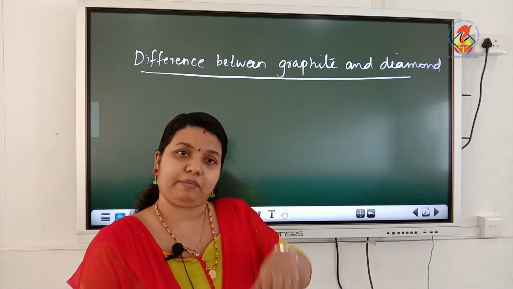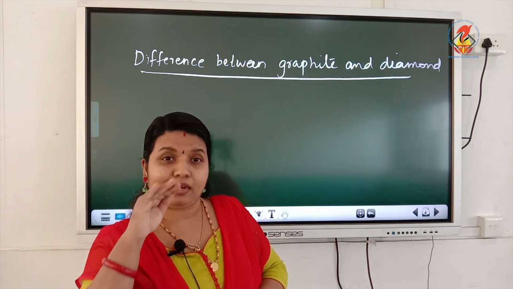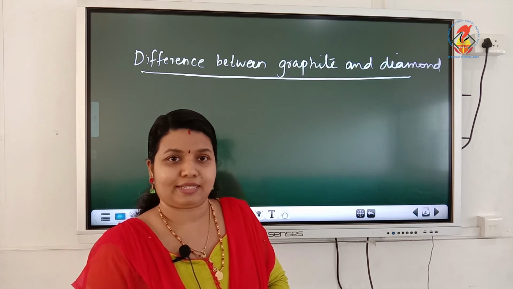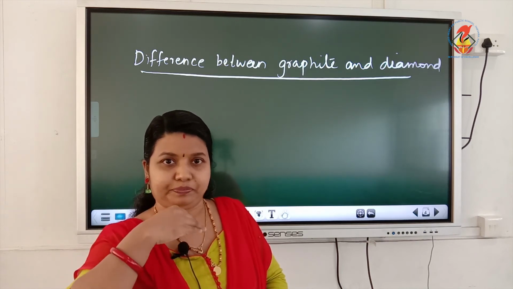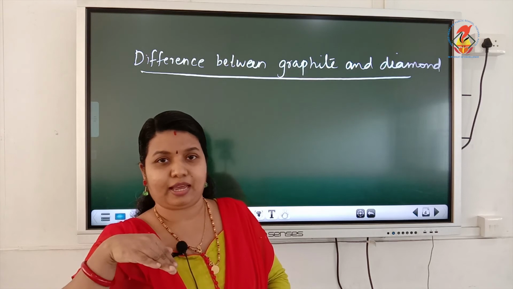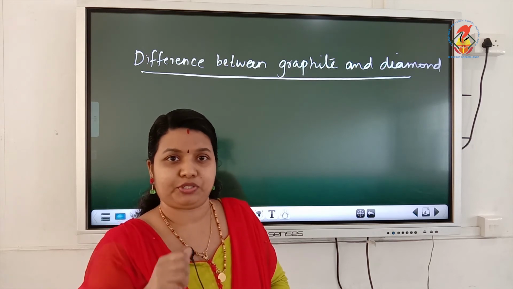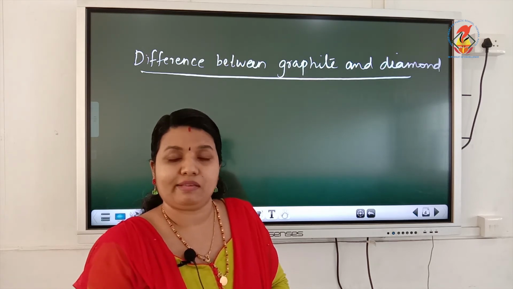In graphite, carbon atoms are arranged in a layer-like structure. That structure is known as layer structure. In between there is a gap. In layers, carbon atoms are arranged. Diamond has a three-dimensional, very strong ring structure.